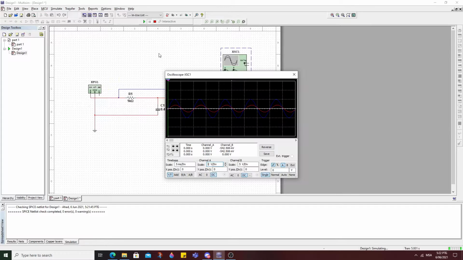So we need to find the V output. This is the cursor. Double click on the red waveform. Put the cursor on the highest point of the waveform, and the first cursor on the lowest, the zero of the waveform. So from here we can read the V output for this RC circuit.